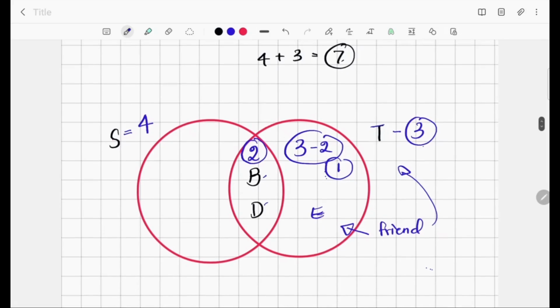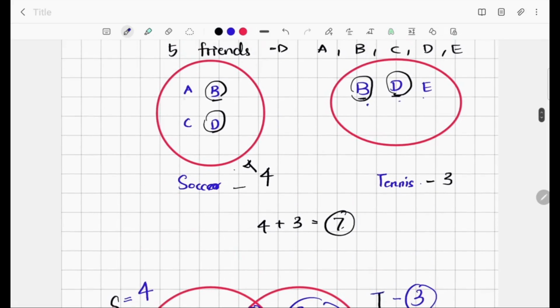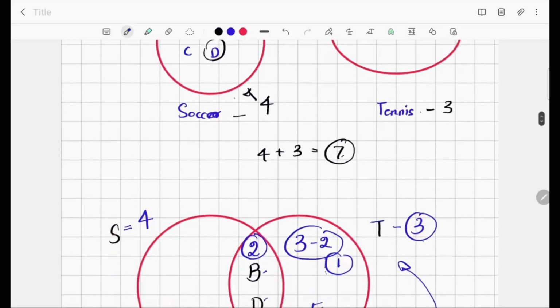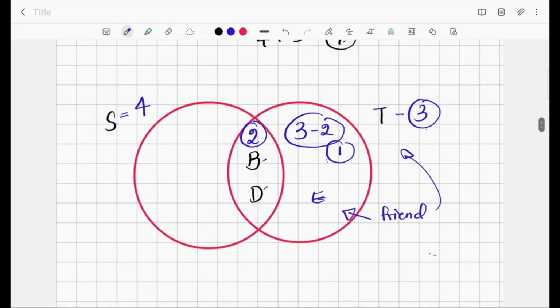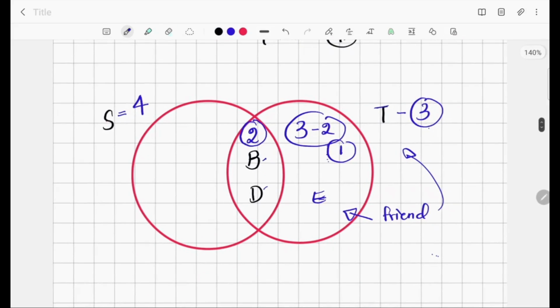Okay, now who are the other friends? A and C. Okay, A, B, C, D, all 4 liked to play soccer. So here, can we write just A, B, C, D? I don't think we can. Why? Because B and D are already added here. If we put them again here, it will be like double counting. So we are going to erase them.